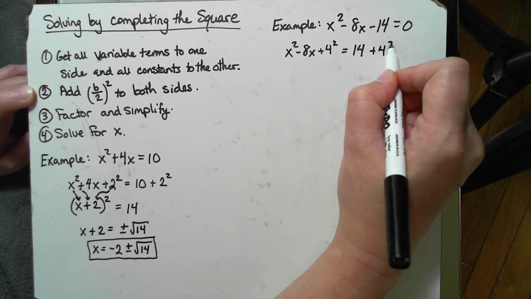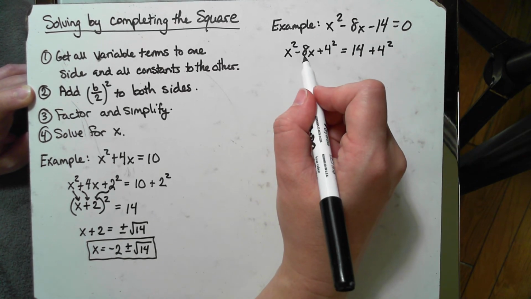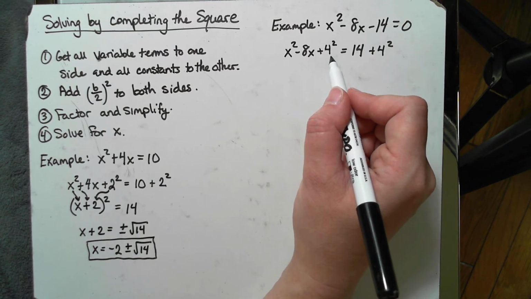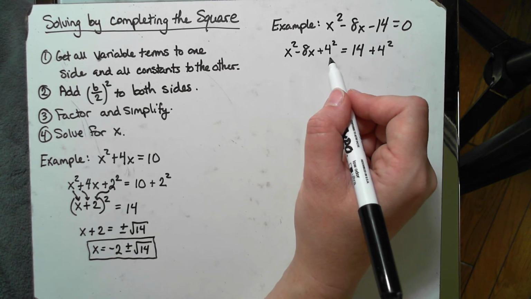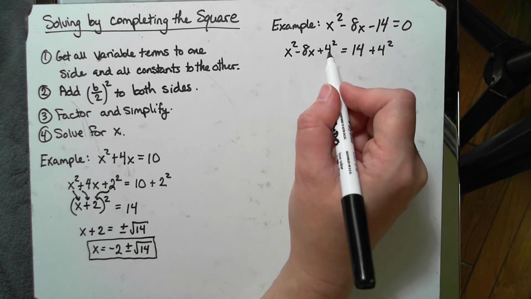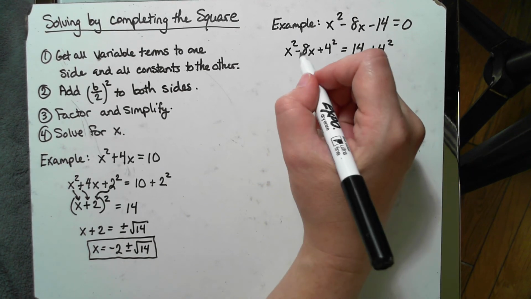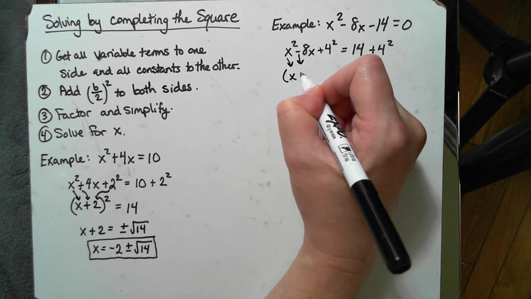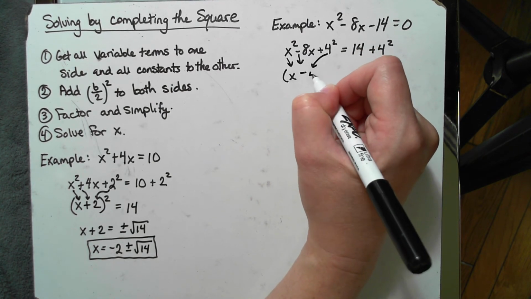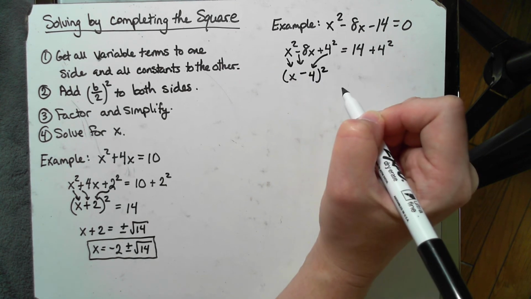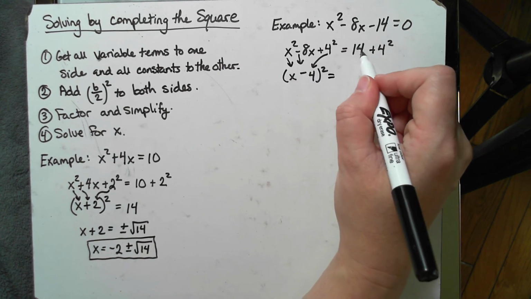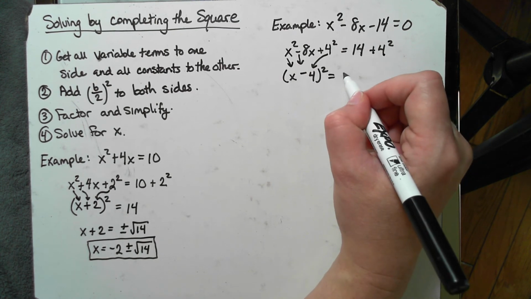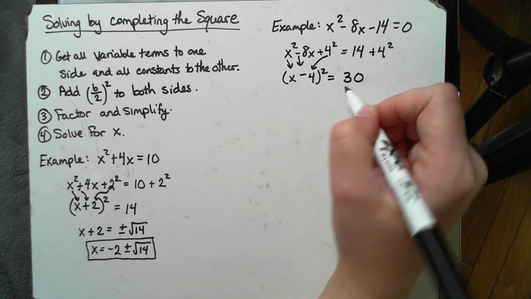Now you'll notice I did ignore the sign on it because it's technically going to be a negative 4 squared, but when you square a negative, it turns positive. So that's why I was able to ignore that sign. Okay, so 4 squared on both sides. Now I'll factor. You keep the x. You keep the minus sign from the middle term, and you keep the 4 from the last term, and the whole thing is squared. Over here, I have 14 plus 16, because 4 squared is 16. That comes out to be 30.